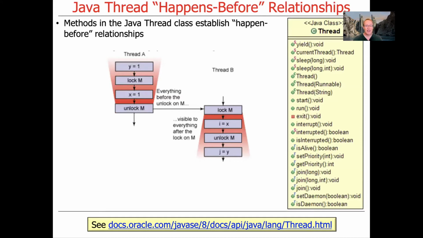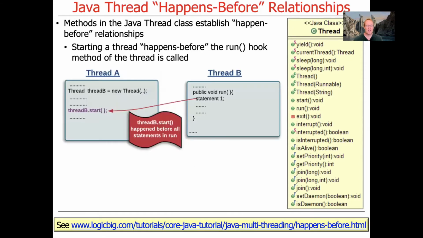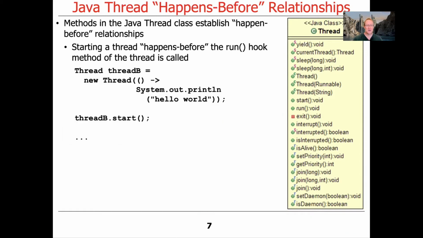Methods in the Java thread class establish happens before relationships. And you'll be very familiar with some of these methods. So here's a good example. Starting a thread, in other words, initializing the thread, creating the stack, initializing whatever local fields and other information like thread-specific storage or registers and so on, must happen before the run hook method of the thread is called back. Obviously, if you start a thread and then the run hook method is called back before the thread is properly initialized, you could only expect chaos and insanity to ensue.